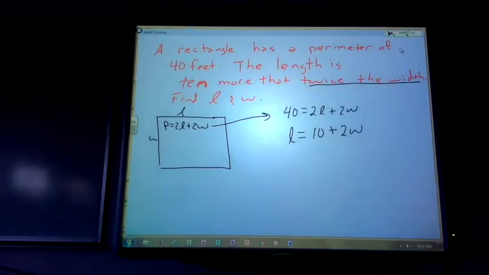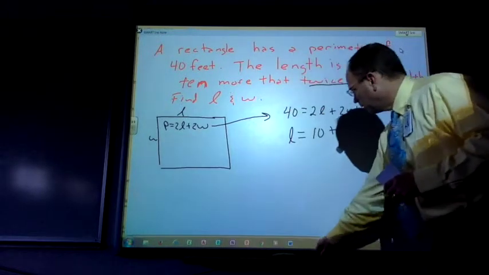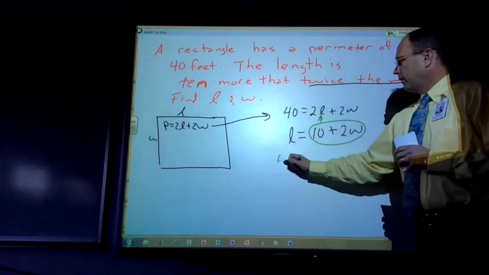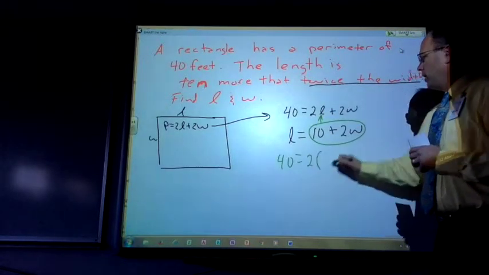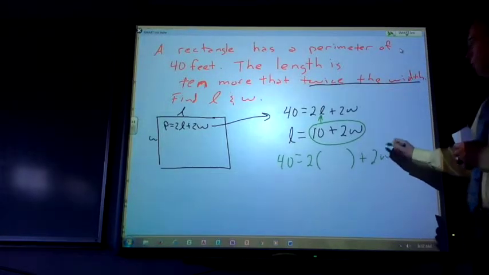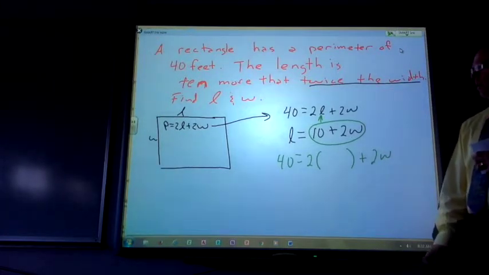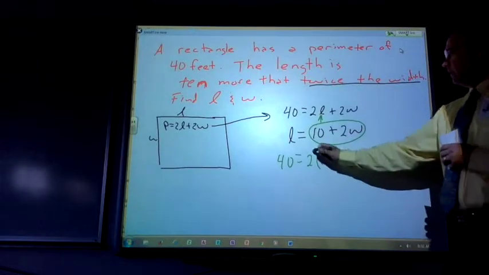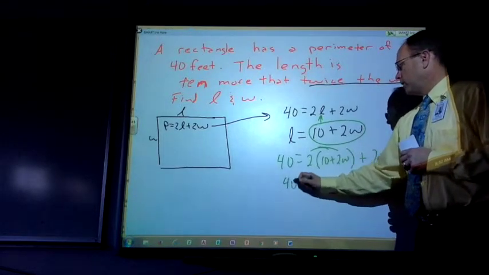Andrew, I have two equations. I have 40 equals 2L plus 2W. I have L equals 10 plus 2W. What would you like me to do? I can take this right here and plug it in for that L. So I have 40 is equal to 2. It was an L there. If it was an L, what's going to go there now? 10 plus 2W. Okay? There we go.